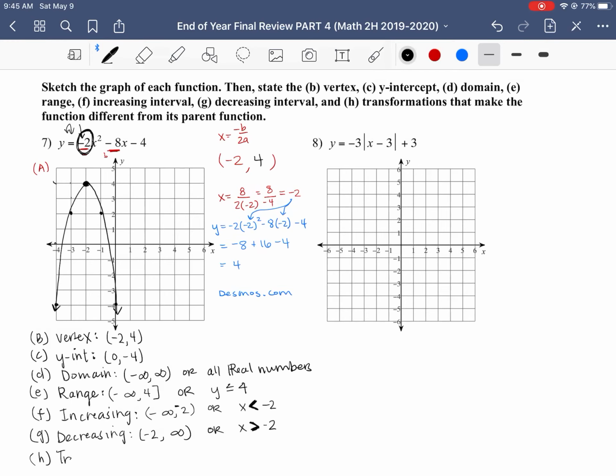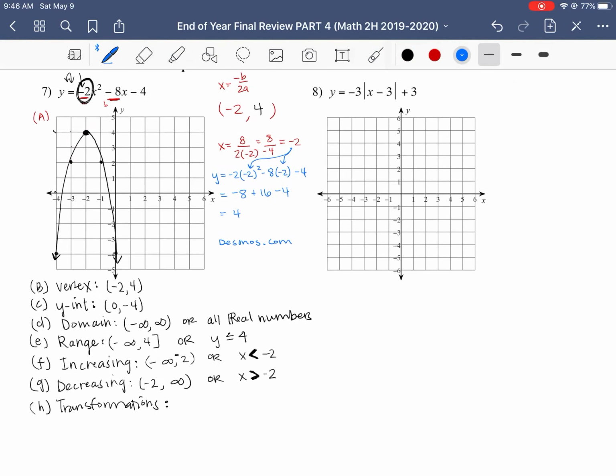Last thing it asks you for is transformations. So transformations, we said, how is this different than the parent function? So remember, the parent function of a quadratic and all functions sits here at the origin, and we're looking at it coming up this way, right, and this way. So how is the graph we drew different from this one? Well, first of all, it's upside down, so we call that a reflection. Secondly, the vertex moved this direction too, and then it moved up, right, 4 units, so that it was sitting right here. So those are all transformations, and then notice this one's steeper, so it's stretched by 2.